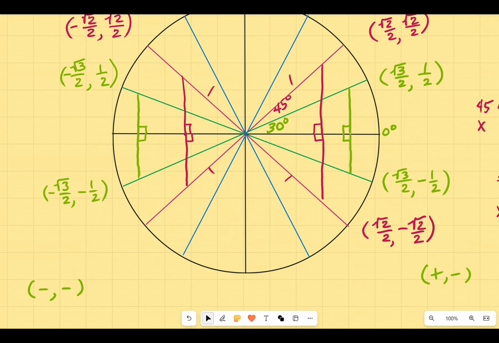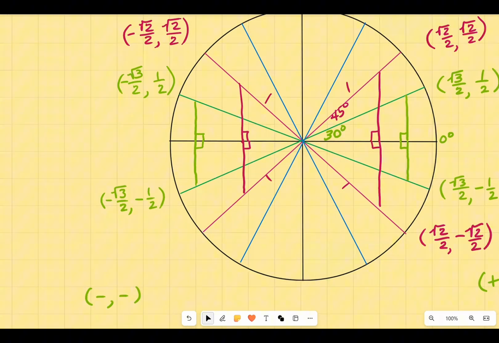And now finally, I'm going to reflect it over the y-axis into the third quadrant. And my signs are negative, negative, but the same values. Negative root 2 over 2 and another negative root 2 over 2. So now we're going to go on to the blue.